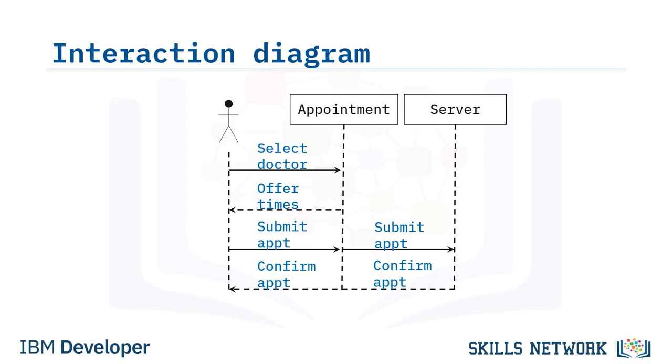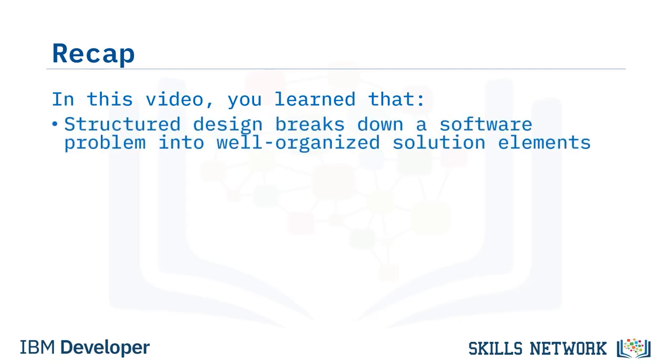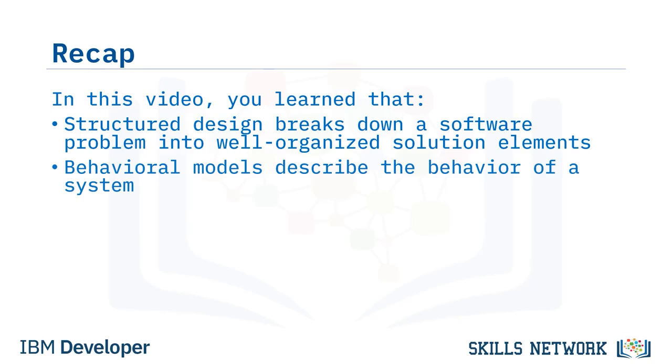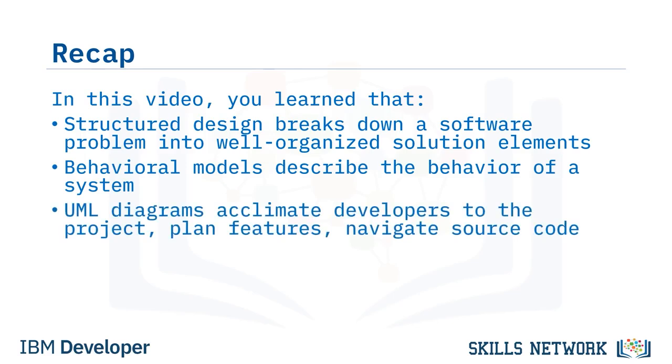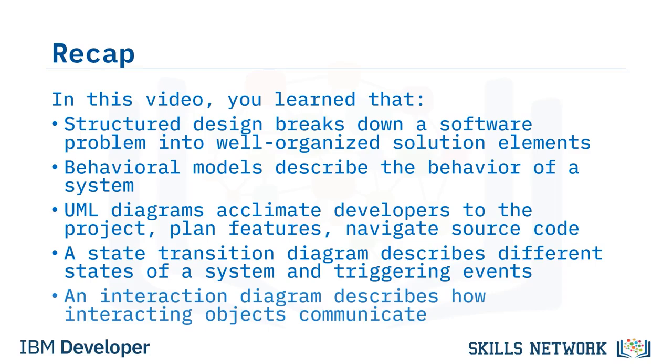In this video, you learned that structured design breaks down a software problem into well-organized, smaller solution elements. Behavioral models describe the behavior of the system without explaining how the system implements the behavior. Developing UML diagrams saves time and money by helping developers quickly get up to speed on a project, plan features in advance of coding, and help developers navigate source code easily. A state transition diagram is a behavioral model containing a collection of states and events that describe the different states of a system and the events which cause a change of state. And finally, an interaction diagram describes how interacting objects communicate.